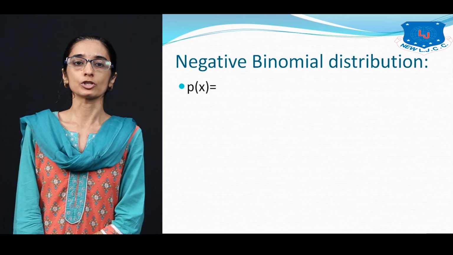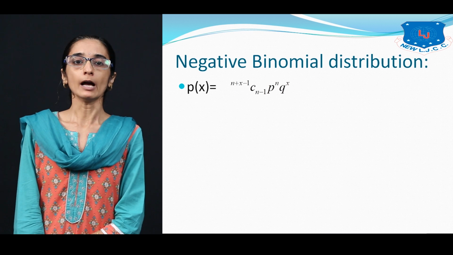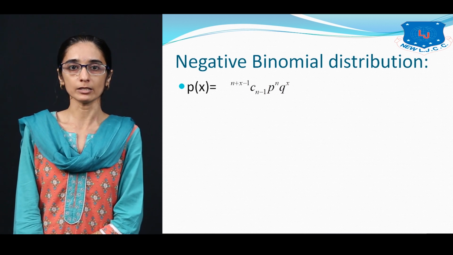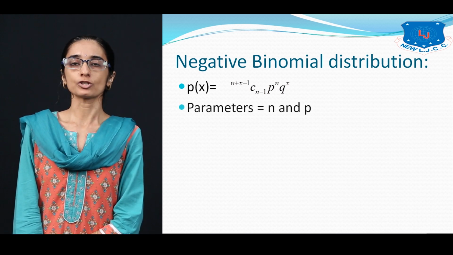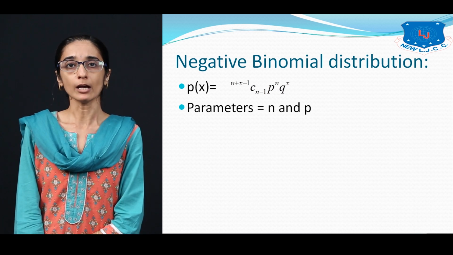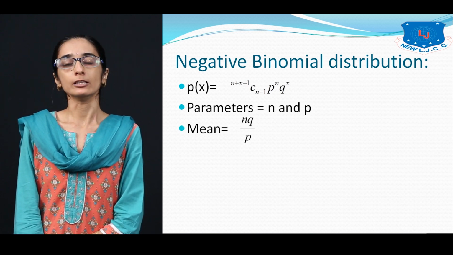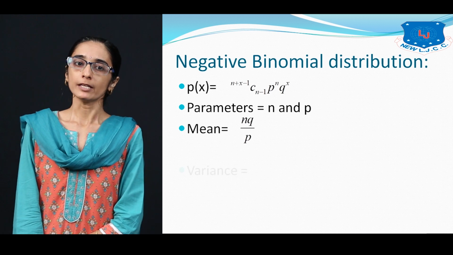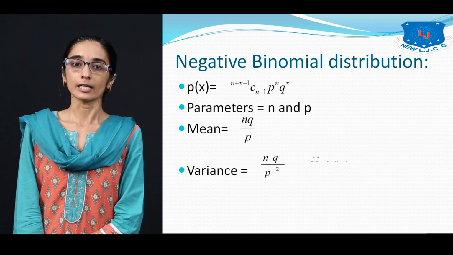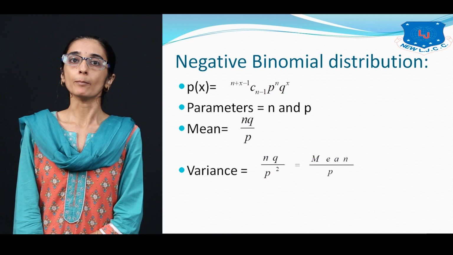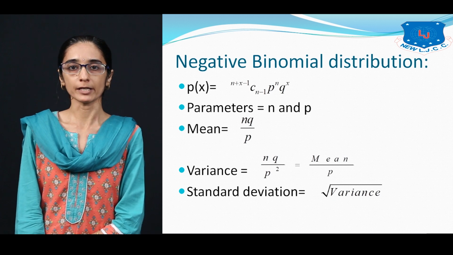The probability mass function of negative binomial distribution is P of x, that is equal to n plus x minus 1 C n minus 1 P raised to n Q raised to x. The parameters of the distribution are n and p or n and q. Mean of this distribution is nq upon p. Variance of this distribution is nq upon p square, that can be considered as mean upon p. And standard deviation will be square root of variance.